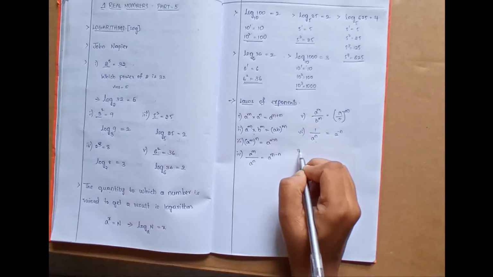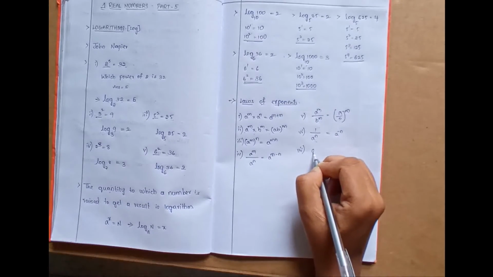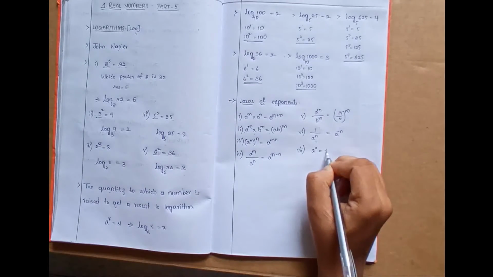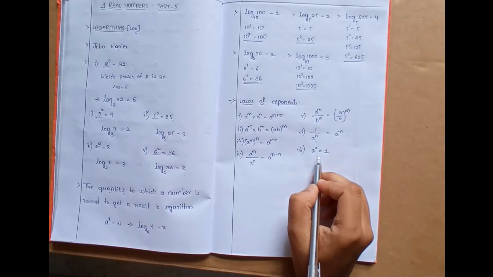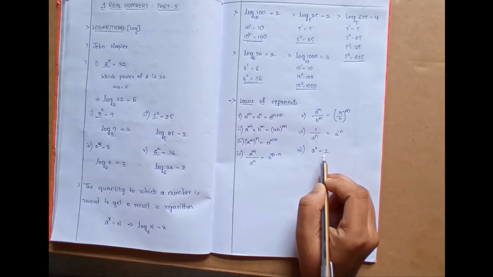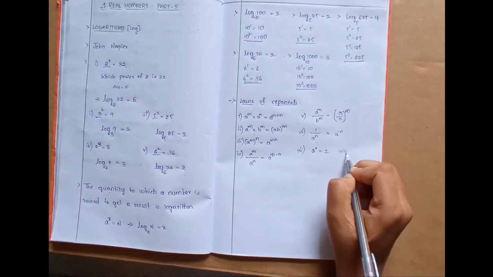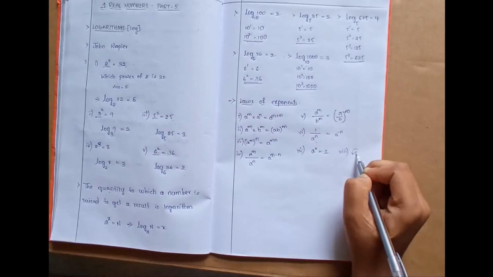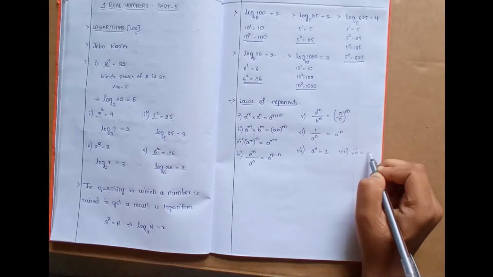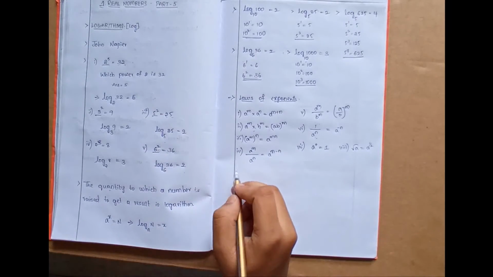Okay, the seventh one is a to the power of 0 is equal to 1. Remember this is very useful. The eighth one is root a, which can also be written as a to the power 1 by 2. Okay, remember that.